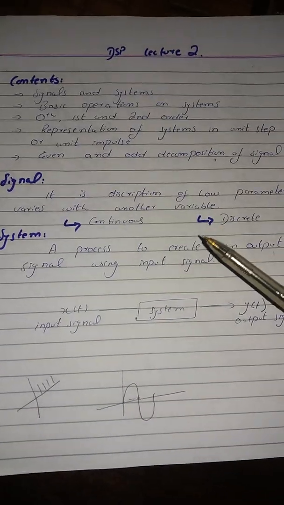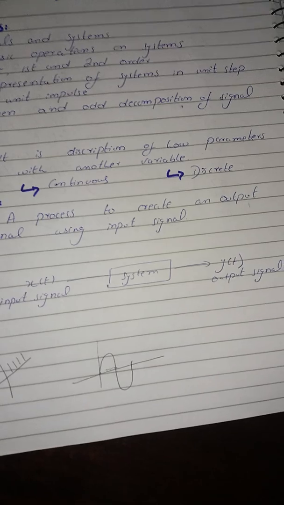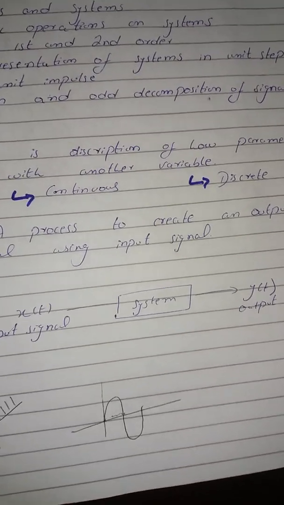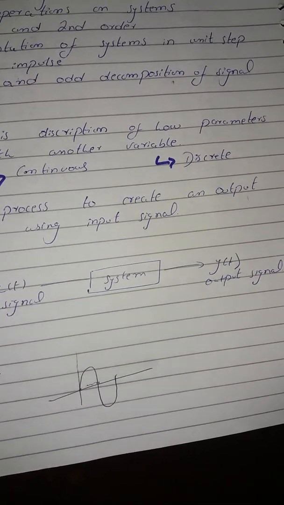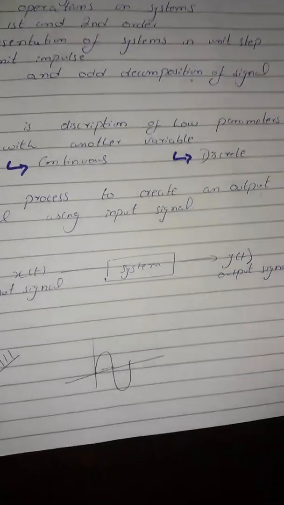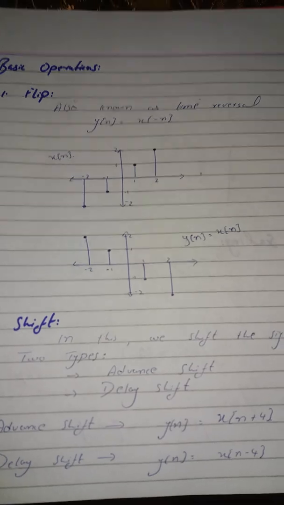So this is about the signal, and let's discuss the system. A system is basically a process to create an output signal using an input signal. So we have an input signal and we want a desired output from it. So we're going to make a system for that input signal so that we can get the desired output. Let's see the basic operations we can apply on the signals.